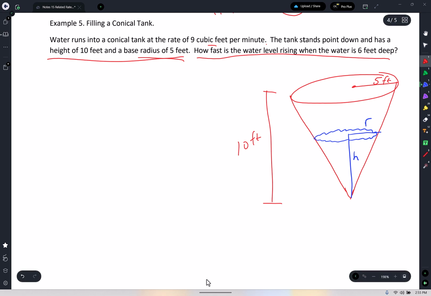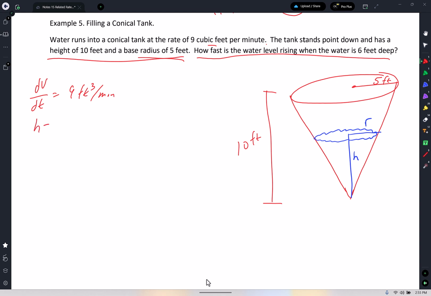All right, so let's write what we know. We know dV/dt is 9 cubic feet per minute. What else do we know? We know that the height of the water is 6 feet deep, so H is 6 feet. It tells you right here: how fast is the water level rising when the water is 6 feet deep? Last, what do they want? How fast the water level is rising. If I call this H, then they want dH/dt, question mark.